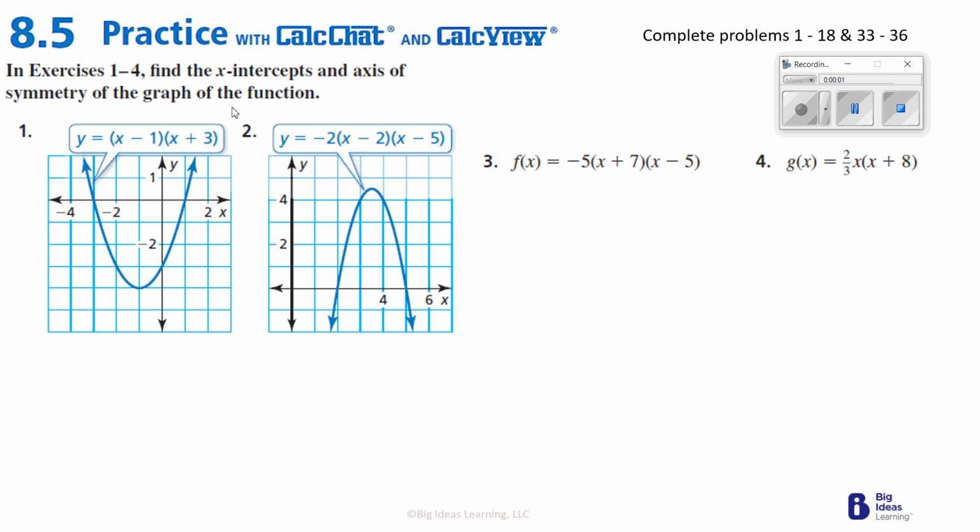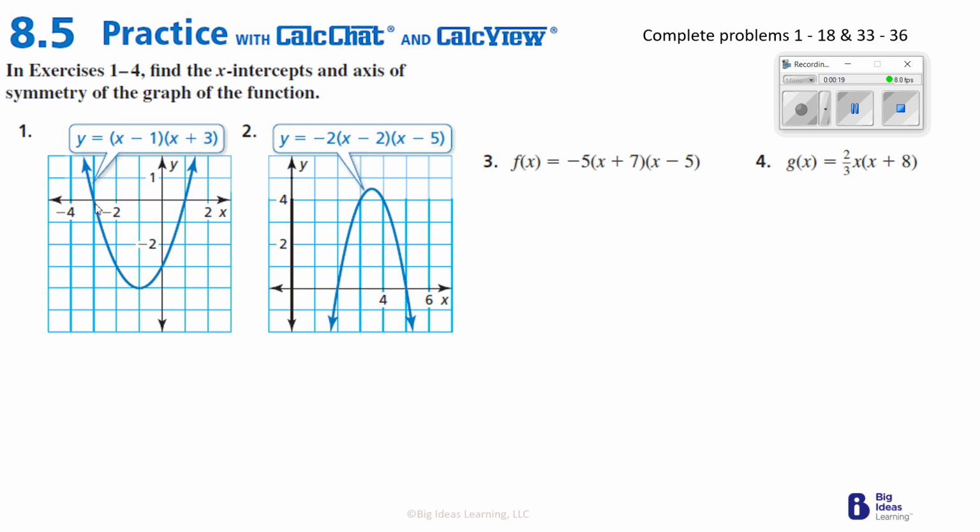My algebra class is going to get the homework done for 8.5. It says in exercises 1 through 4, find the x-intercept and axis of symmetry of the graph of the function. Okay, so when we're finding the x-intercept and axis of symmetry, let's remember that new formula that they gave us.